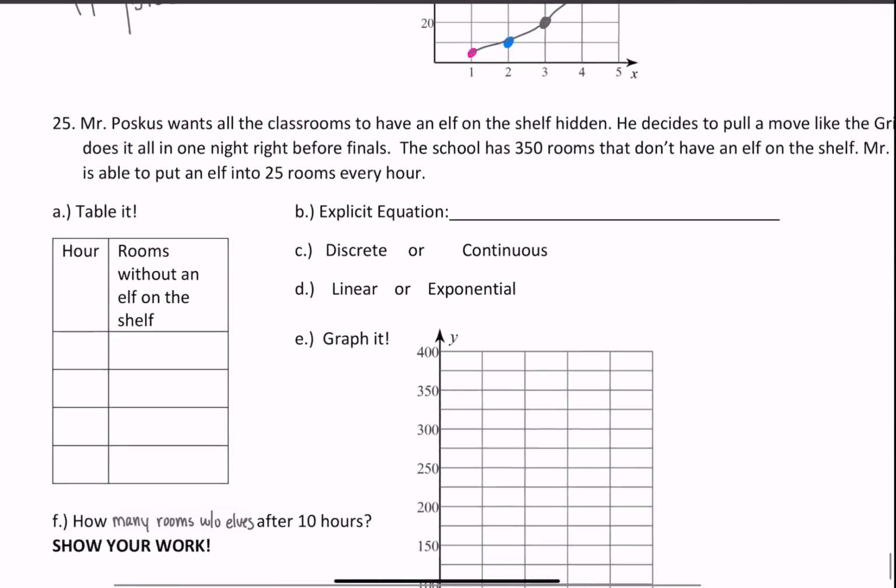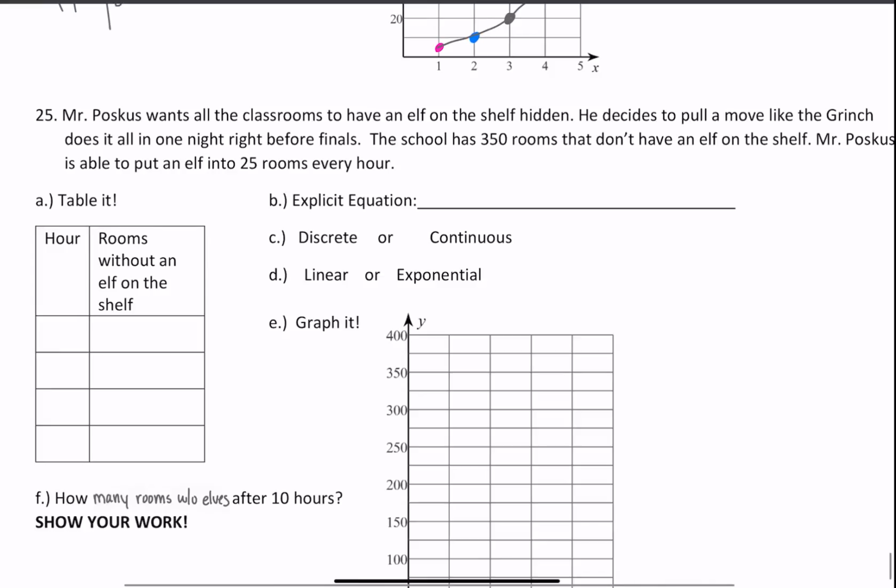All right, Mr. Pascus wants to have all the classrooms to have an elf on the shelf hidden. He decides to pull a move like the Grinch and does it all in one night right before finals. The school has 350 rooms that don't have an elf on the shelf. Mr. Pascus is able to put an elf into 25 rooms every hour. So, looking at this, the school has 350 rooms. No hours have passed. We're just told that it has 350 rooms, so that's going to be 0 and 350.